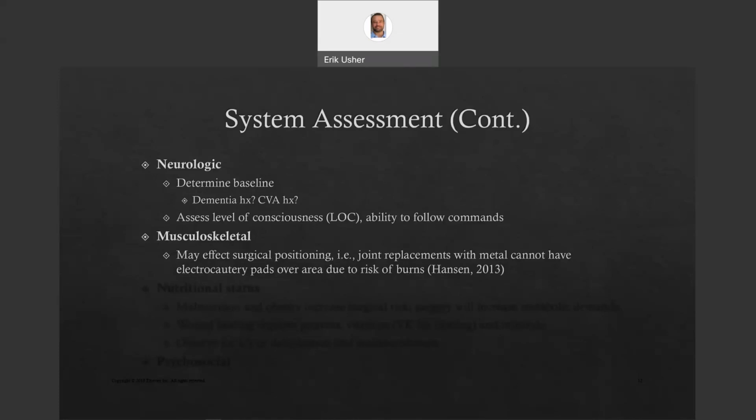It may affect surgical positioning. Joint replacements, metal can't have electrocautery pads over them because it'll heat up and burn. If somebody has a contracture, that's going to eliminate a possible position to put them in for the surgery. So all that needs to be taken into account.